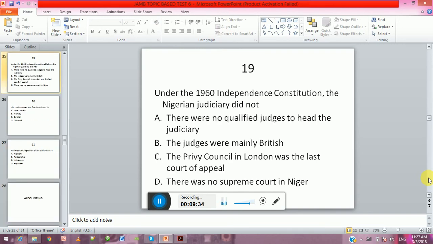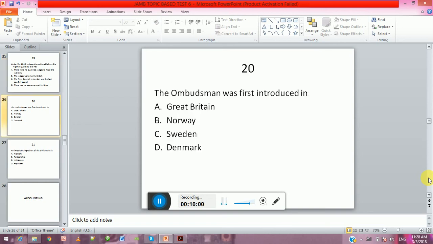Government. Under the 1960 Independent Constitution, the Nigerian judiciary did not A. There were no qualified judges to head the judiciary. The judges were mainly British. The Privy Council in London was the last court of appeal. There was no Supreme Court in Nigeria.